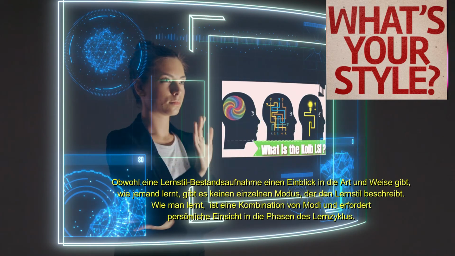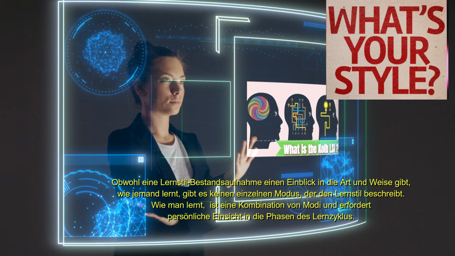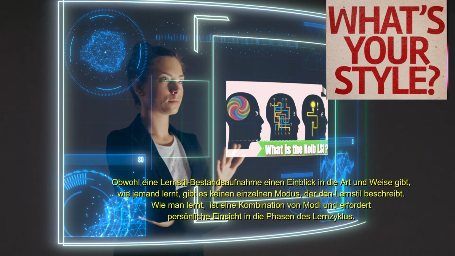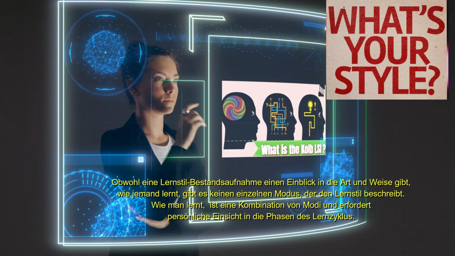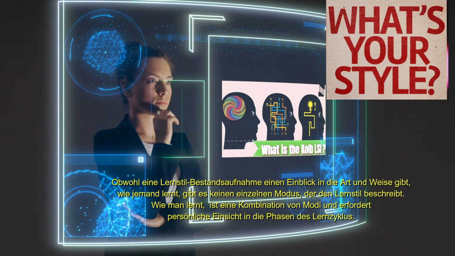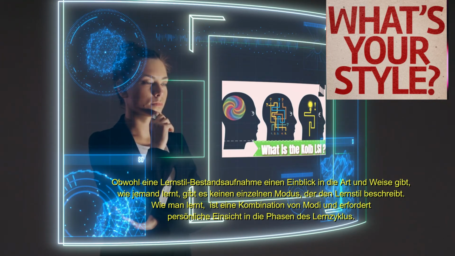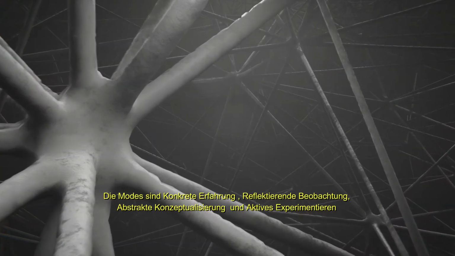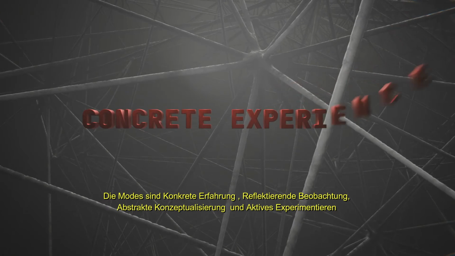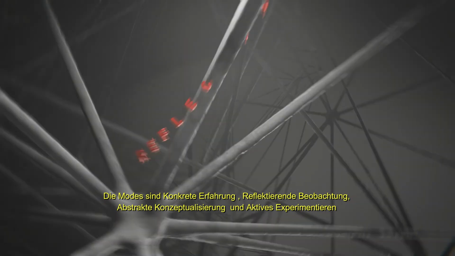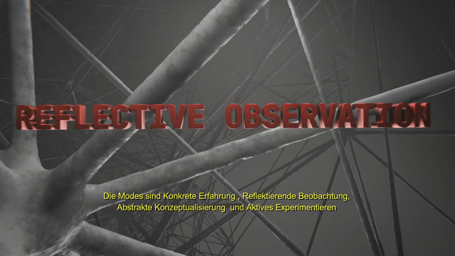Although a learning style inventory provides insight into how one learns, there is no single mode that describes one's learning style. How you learn is a combination of modes and requires personal insight into the stages of the learning cycle. The modes are concrete experience, reflective observation, abstract conceptualization, and active experimentation.